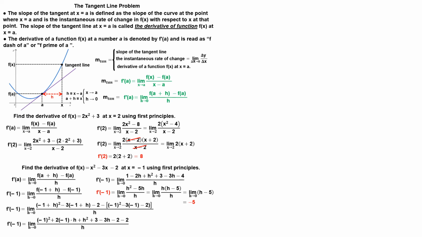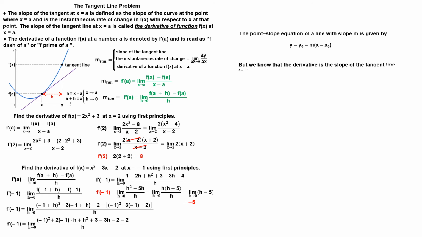Before you learn how to find an equation of the tangent line to a curve at a given point, let's remember the point-slope form of the equation of a line. The point-slope equation of a line with slope m is given by the following. But we know that the derivative is the slope of the tangent line to the graph of f of x at the point a, f of a.